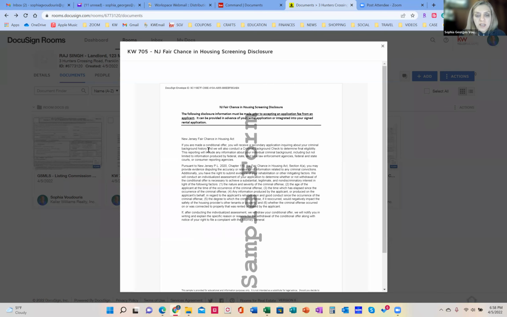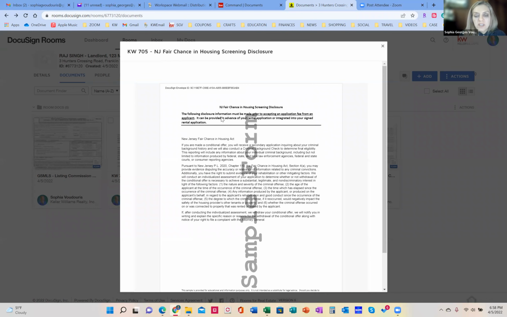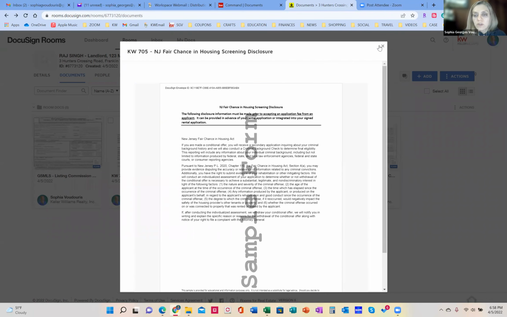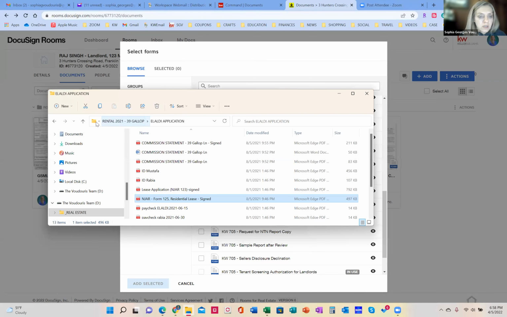What is involved? It's saying here that if you are to make a conditional offer, you will receive a secondary application inquiring about your criminal background history. So it's a 2-step process. So this is just the disclosure that you give to them. They don't need to sign it, but they need to have it, to show that you've given it to them. So let's go in here, let's do a flow chart.